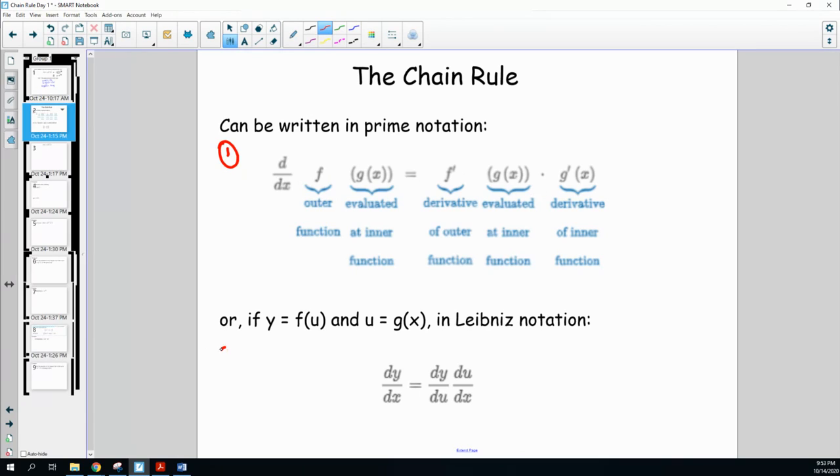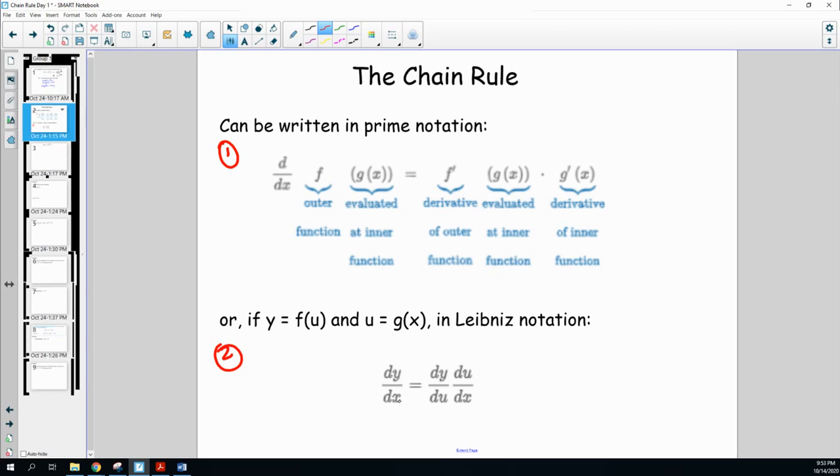The second way you could think about this is with Leibniz's notation. What this is doing is taking the function and redefining it a little bit, saying that y is equal to f of u, and then saying u, which is our inner function, is equal to g of x. And you can think of it this way: dy over dx equals dy over du times du over dx.